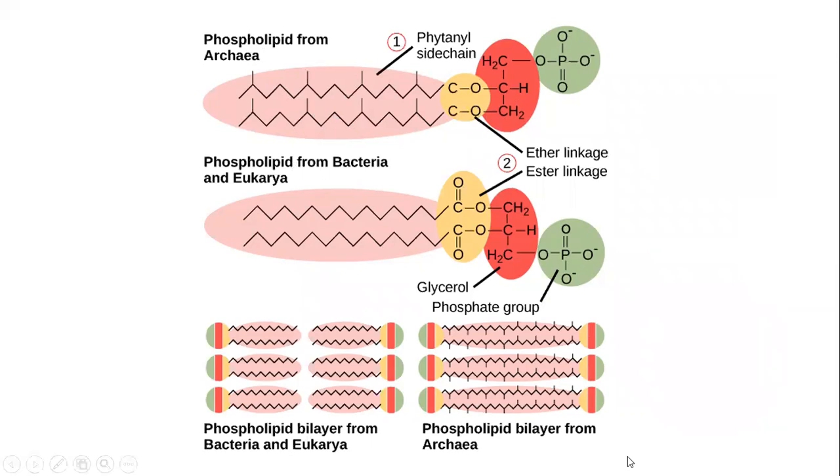Another difference is that the phospholipid bilayer form is continuous in archaea, whereas the phospholipid bilayer of bacteria and eukarya is separated, and this is not continuous. So the rigidity of the archaeal cell wall is much more than that of bacteria or eukarya.